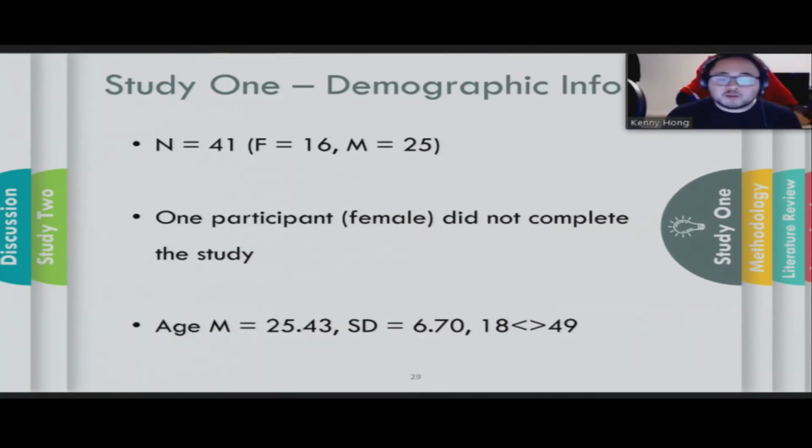We recruited 41 non-healthcare professionals. 1 participant did not complete the study, and the average age was around 25 years old.